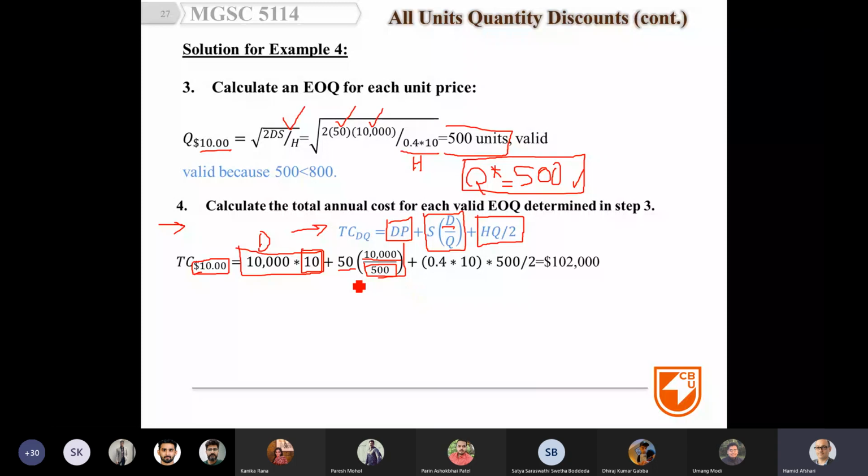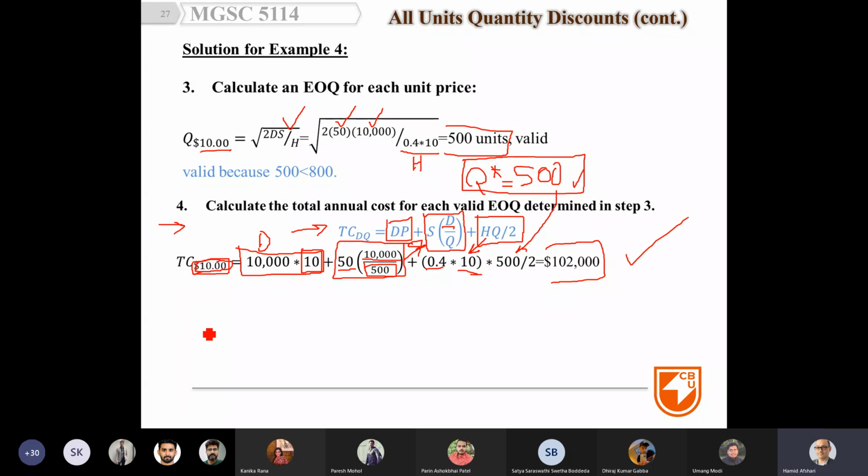Now I need to calculate the holding cost. Holding cost consists of H multiply Q divided by 2. So be careful. H is 40% of $10 because everything is calculated based on $10. Multiply Q. Q in this range is 500 units divided by 2. Finally, I get to $102,000. Okay, I am at the end of step number 4.